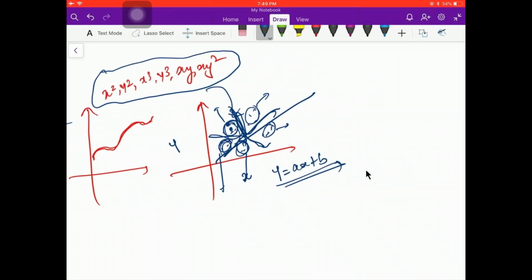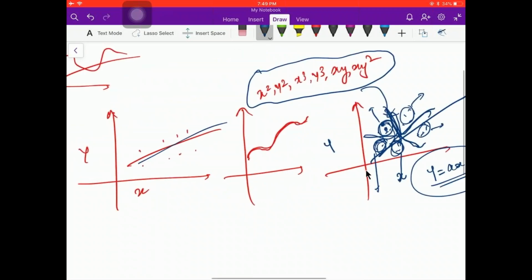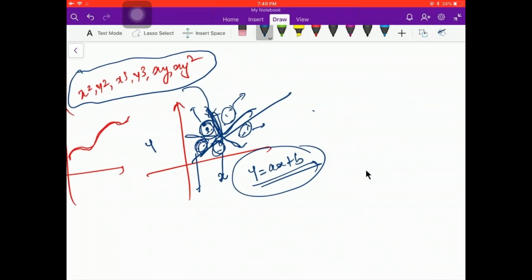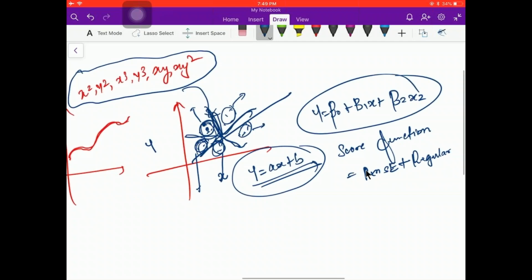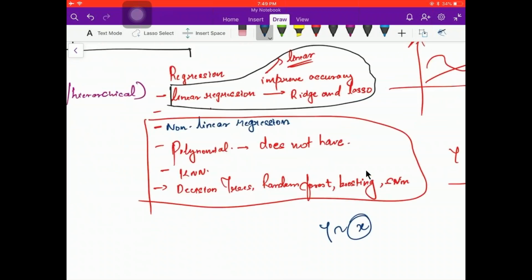Whenever you're trying to fit a line, that's a linear regression. Ridge and Lasso, if you remember, had the same form of equation. We did not change the form. We had the score function, which had RMSE for linear regression, and then I introduced the regularization part. I did not change the form of the equation. So Ridge and Lasso still lie as linear regression. But when we go into non-linear regression, for example polynomial, KNN, decision trees, these are all trying to fit the data and partition the data space.